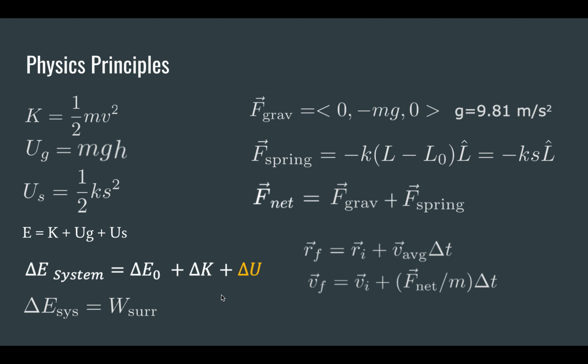And then in order to graph the changes in energy, I use the energy principle, which says that the change in the energy of the system is equal to the total changes in energy. The change in rest energy is just going to be 0, so it's just going to be equal to the change in kinetic energy plus the change in these two potential energies. And then the change in the energy of the system is equal to the work of the surroundings if we don't look at the heat, and I will talk more about that in the what does it mean question.